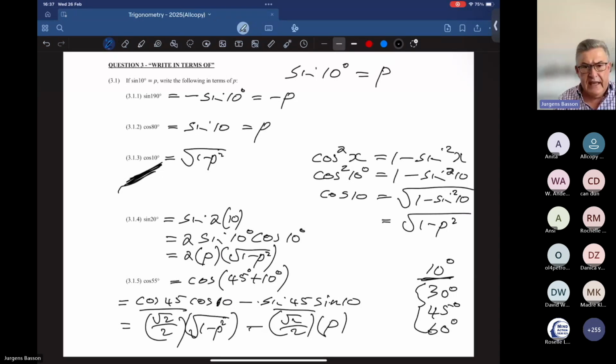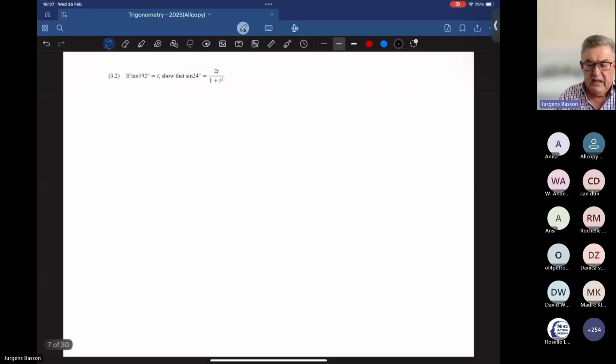So again, we have the cos of 10 already. Sine 10 was given, so therefore we didn't need to find cos 10 again. These are the most popular ones. But I decided to give you one that's a little bit more interesting.